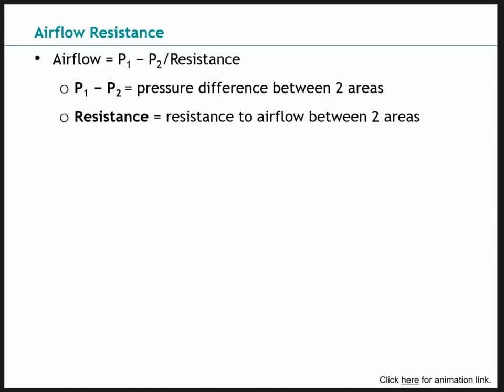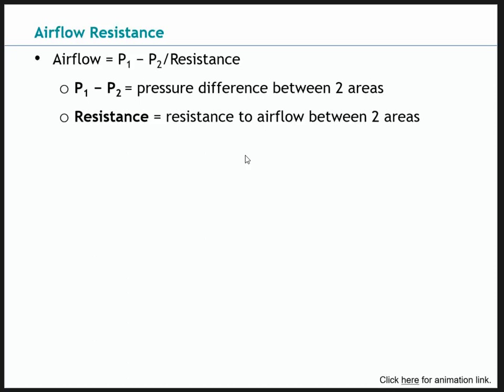As with blood flow, resistance to flow and pressure differences between two areas affect how much airflow can get into a specific area. We see that relationship expressed as airflow equals P1 minus P2 divided by resistance. So here we've defined each one. P1 minus P2 is mainly just the pressure difference between two areas. We'll give an example of that.